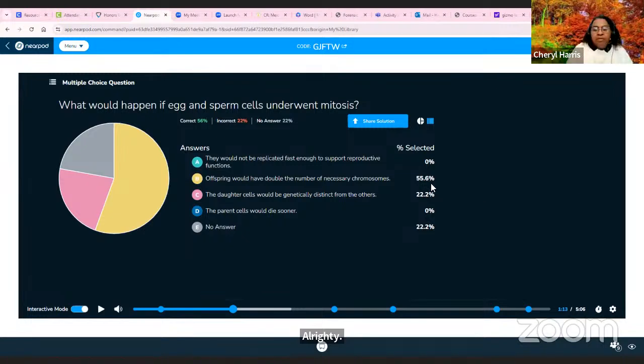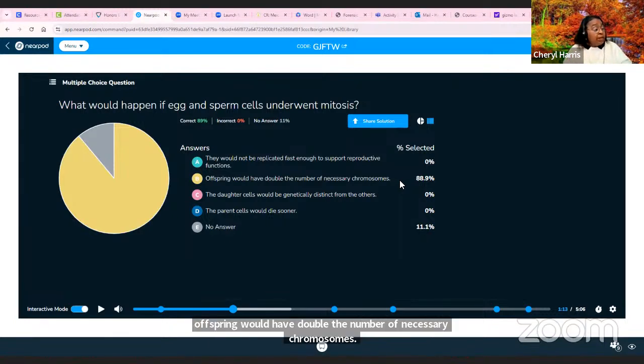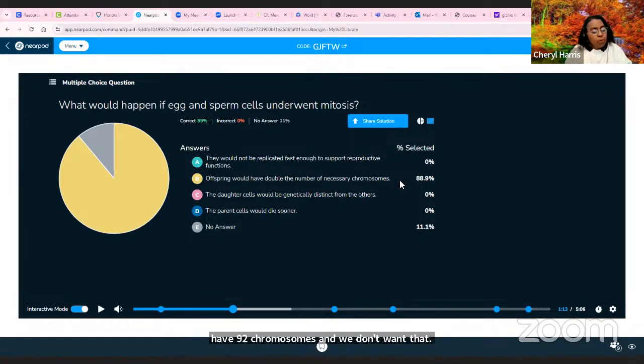All right, half of you answered the question correctly. The offspring would have double the number of necessary chromosomes, because the egg and the sperm are the ones that create the new individual. So if the egg and the sperm come together and each of them has 46 chromosomes, then the organism that they create will have 92 chromosomes, and we don't want that. So we want to reduce the number of chromosomes before the egg and the sperm meet.